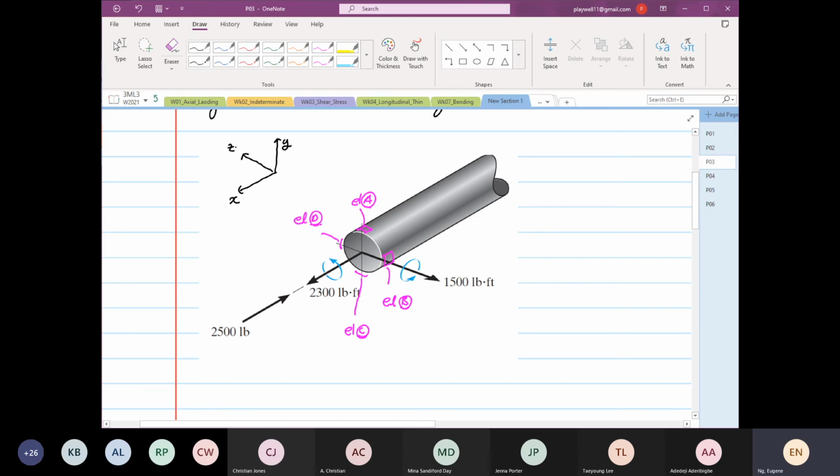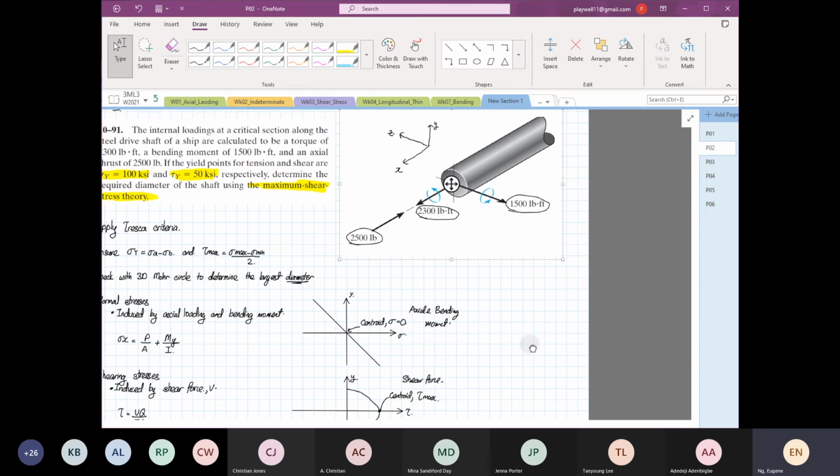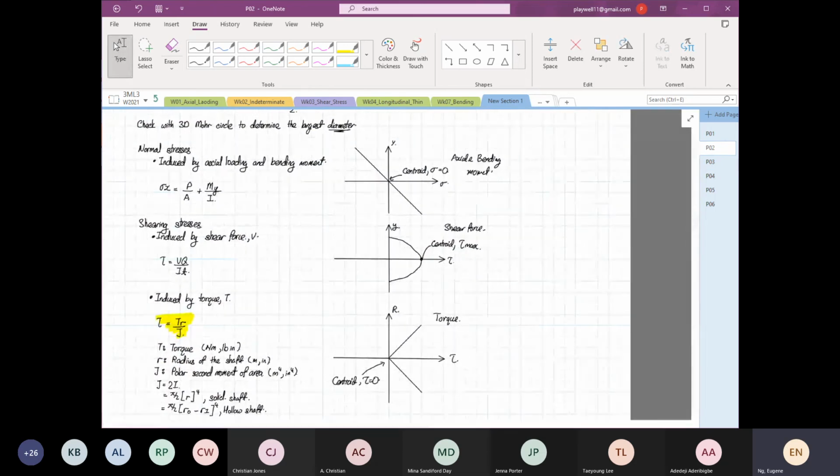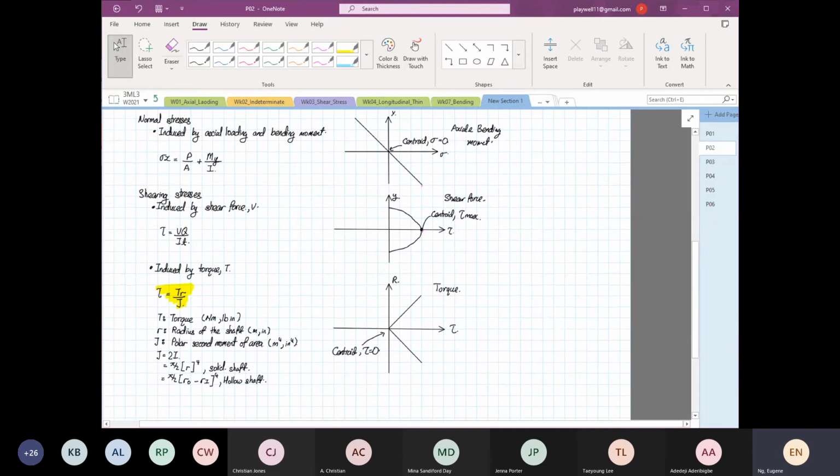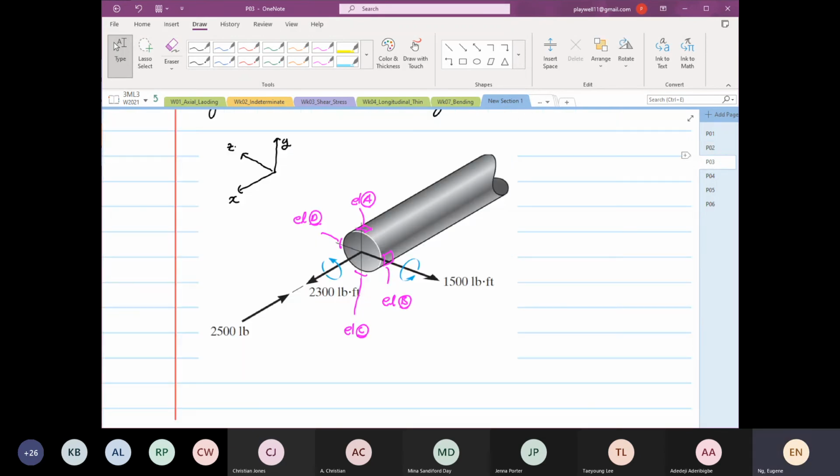Some of you will ask me, Eugene, why are you picking them 90 degrees apart? The fact it's 90 degrees apart is because of the distribution over here. At 0 and 180 you have the highest normal stress, or at 90 and 270 you have maximum shear, and the torque is constant all around. That's why I picked them at 90 degrees relative to this transformation.